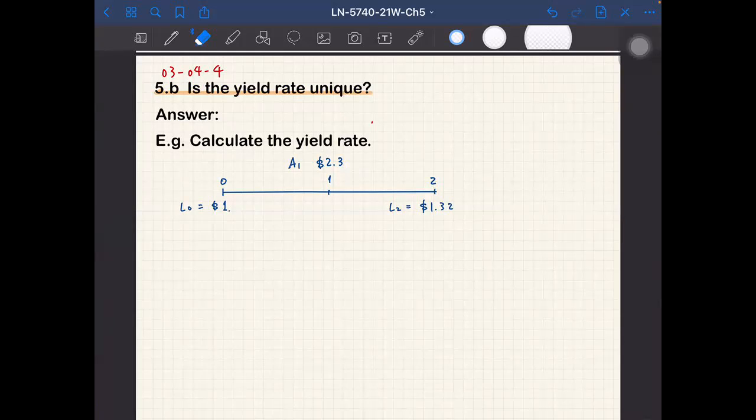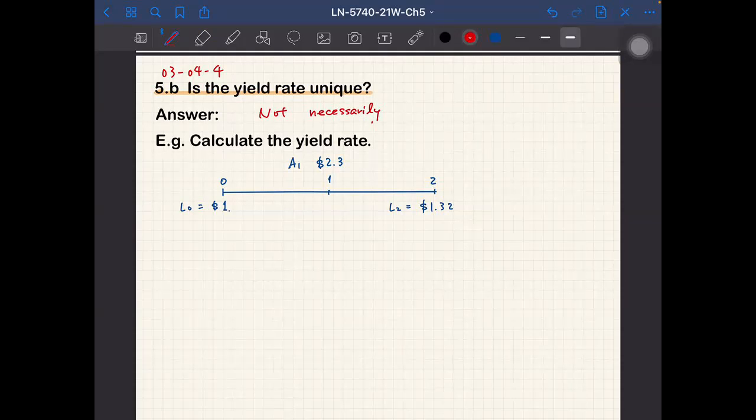Hi, section 5b is: is the yield rate unique? So we defined the yield rate as the positive solution of the net present value equal to 0. And in the previous example, that was unique. But in general, the short answer is not necessarily. So sometimes the internal rate of return is not unique. So they explain with this example.